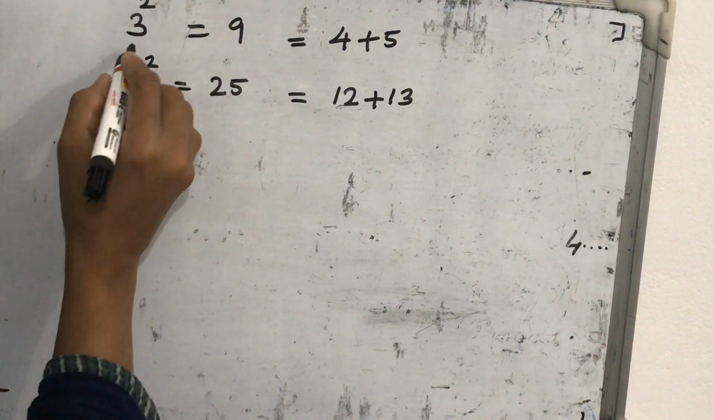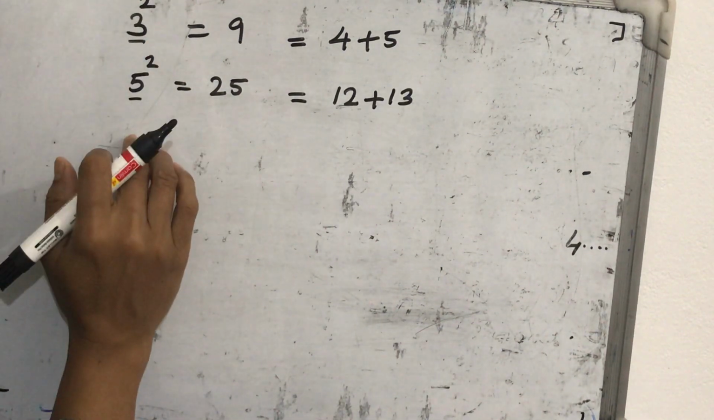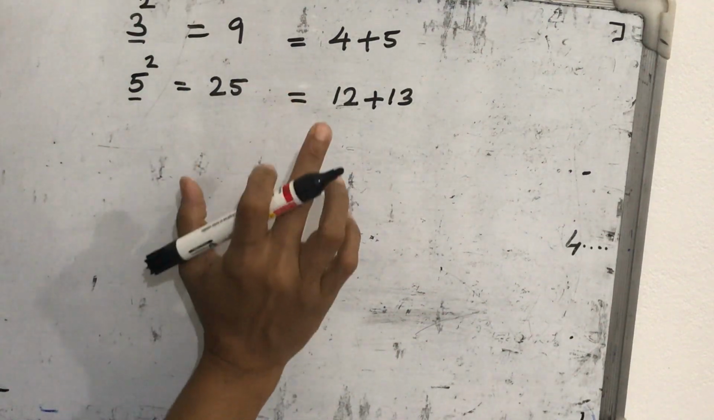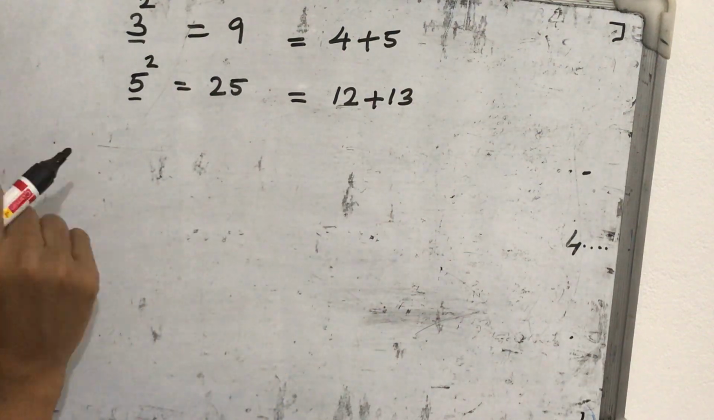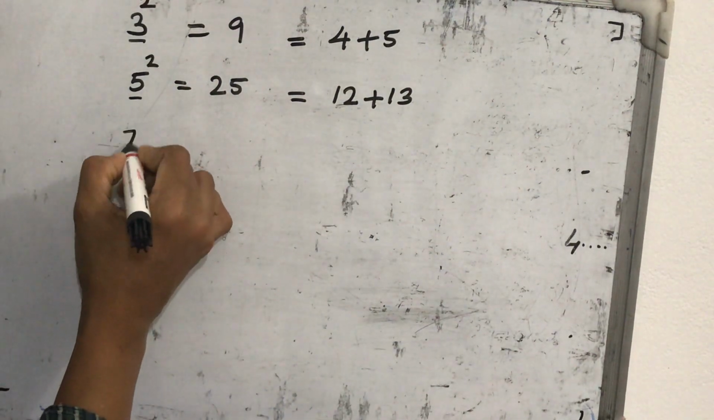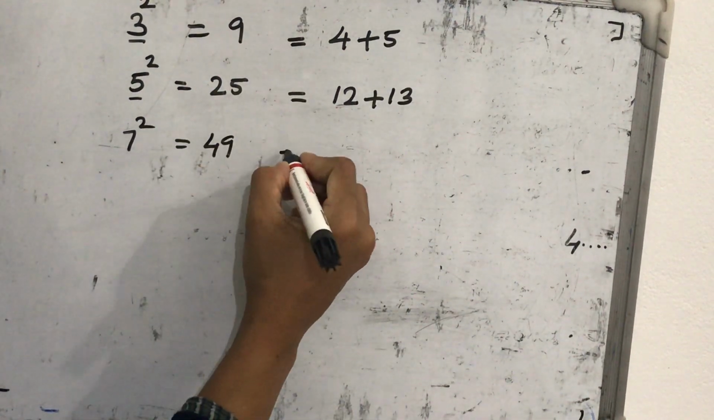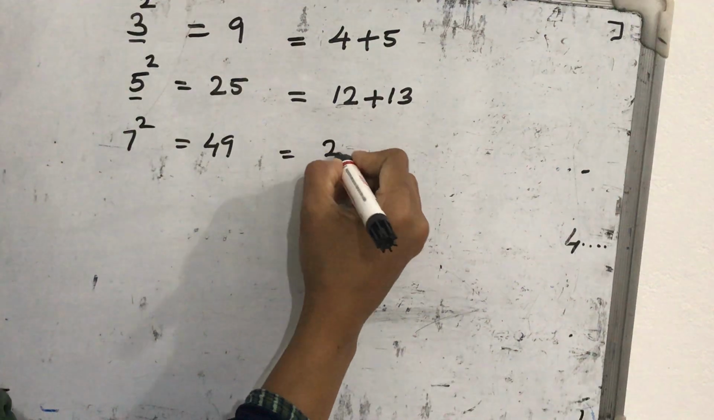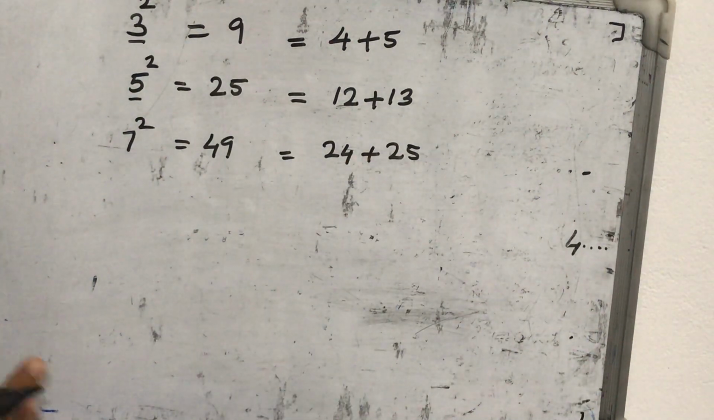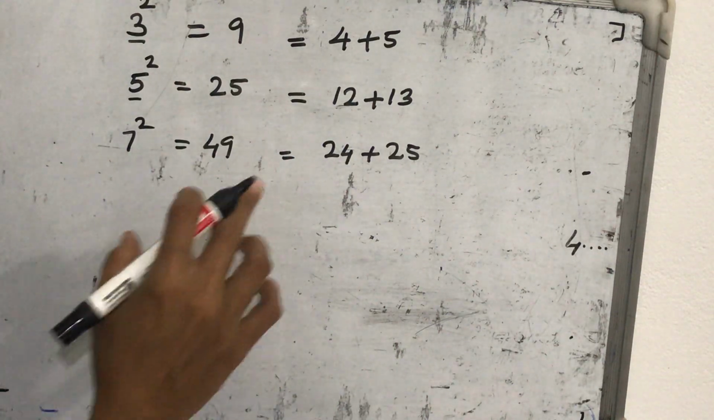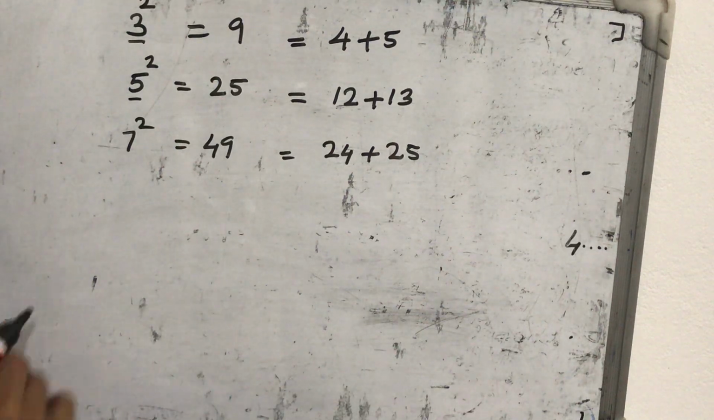So if you take any odd number's square, all those squares we can express in this form, as the sum of two successive natural numbers. Another case, 7 squared, that we know is 49. That we can represent as 24 plus 25. This is easy to find when the numbers are small.